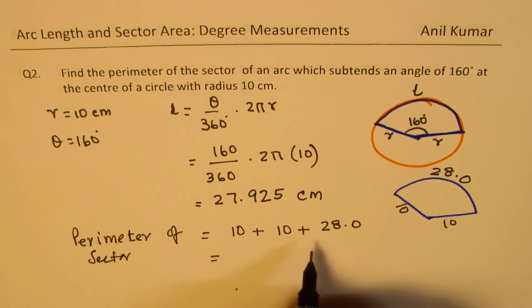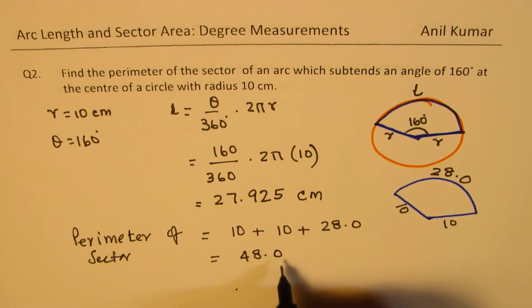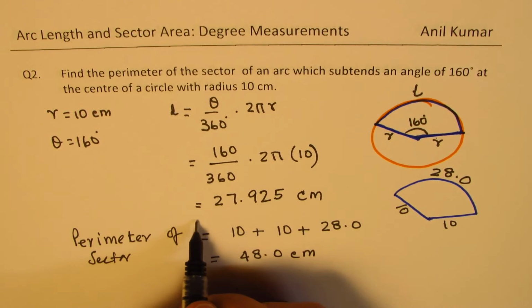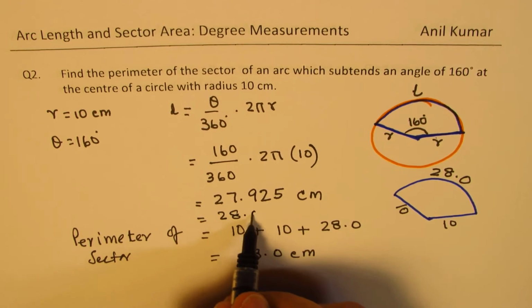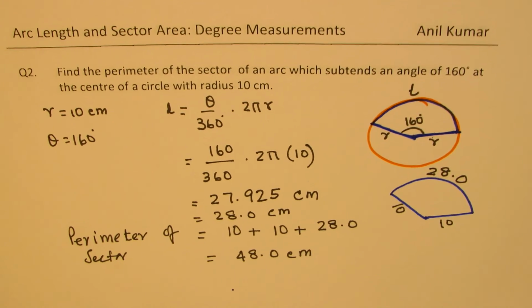Is that okay? So it is 20, so 48.0, the units are centimeters. Perfect. We rounded this to 28.0 centimeters. Is that clear to you? So when there is a question about the perimeter, you have to add the two radii with the arc length for the sector.